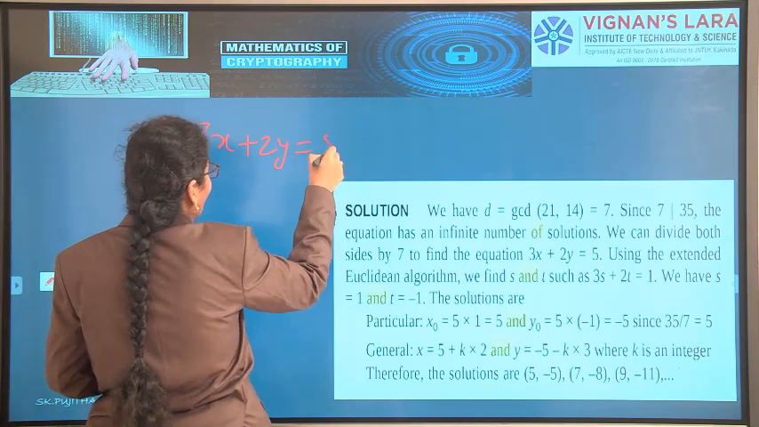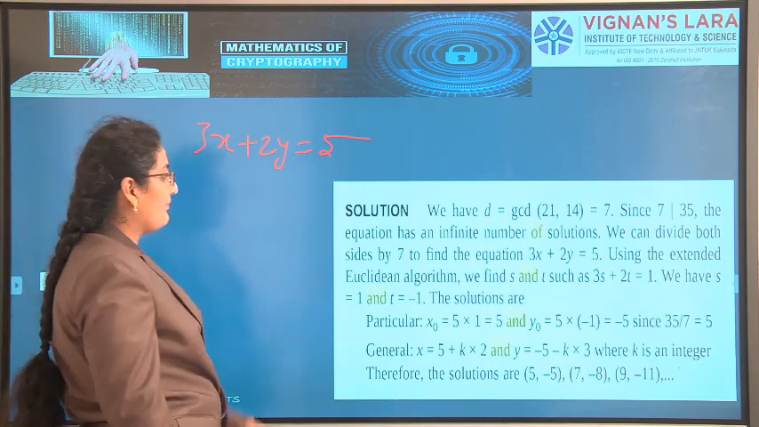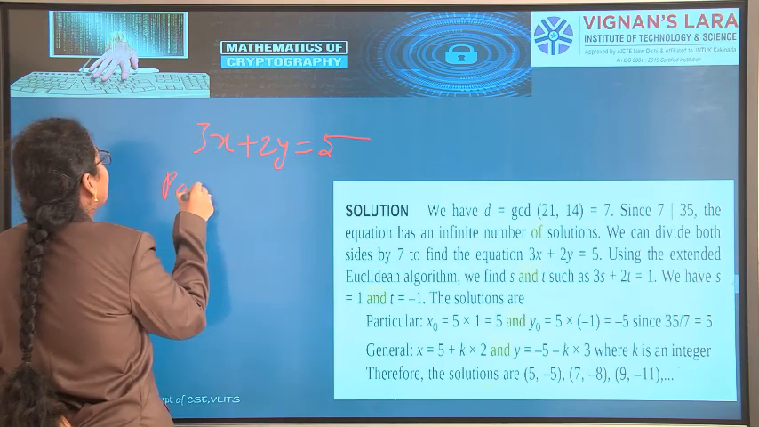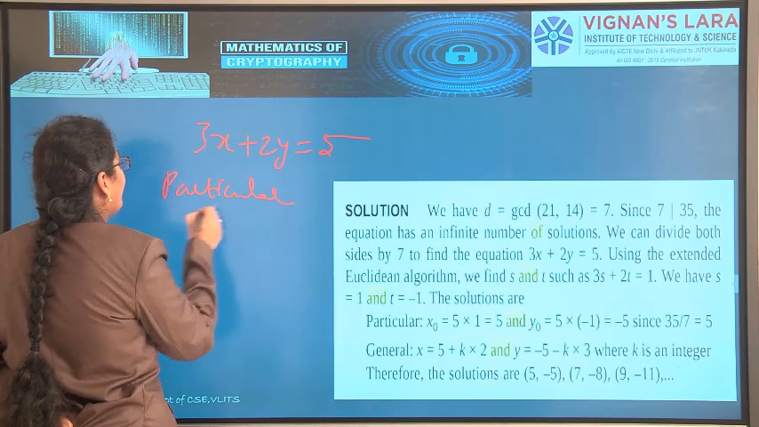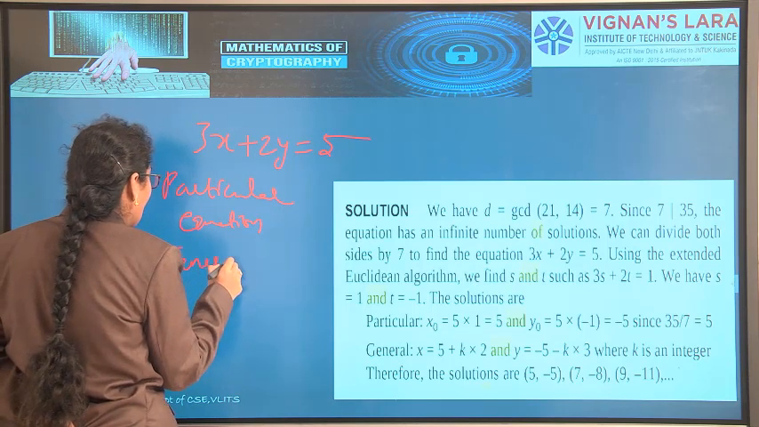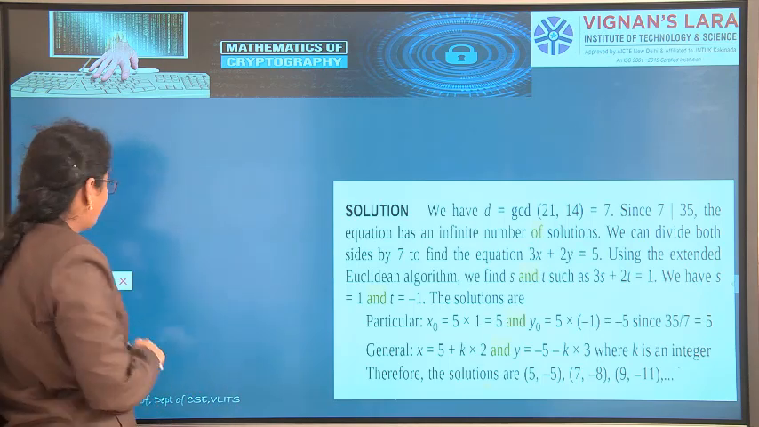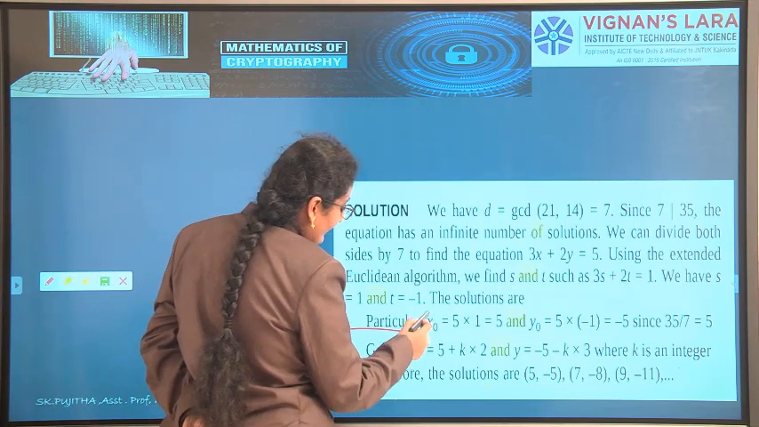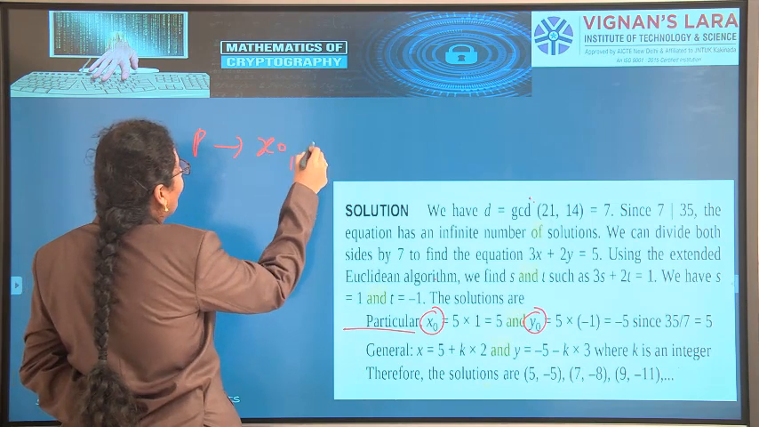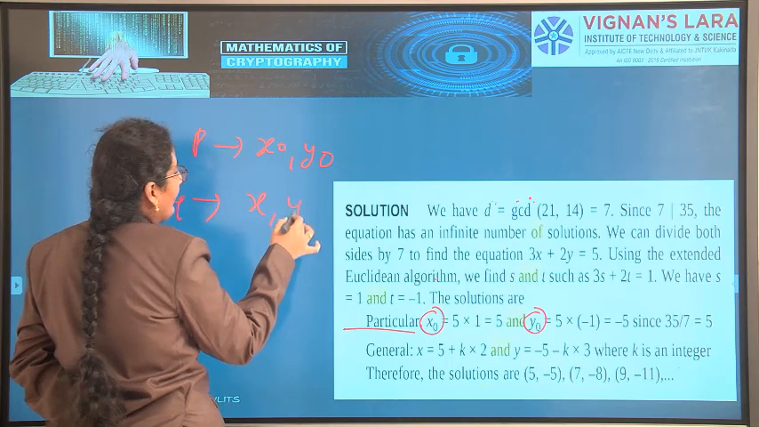By performing these also, we got the equation as 3x plus 2y equal to 5. Now what we have to do? By taking all these things, we have to perform particular equation and general equation. So in particular we will get x naught comma y naught. Using this x naught and y naught, in general we will calculate x comma y.